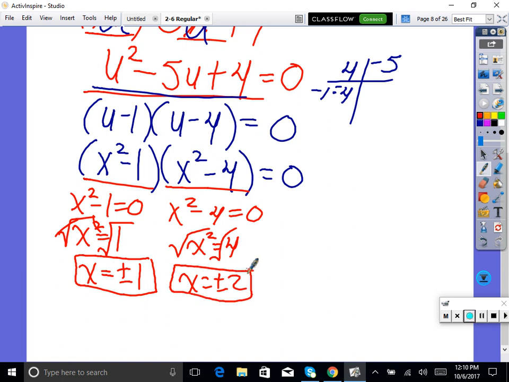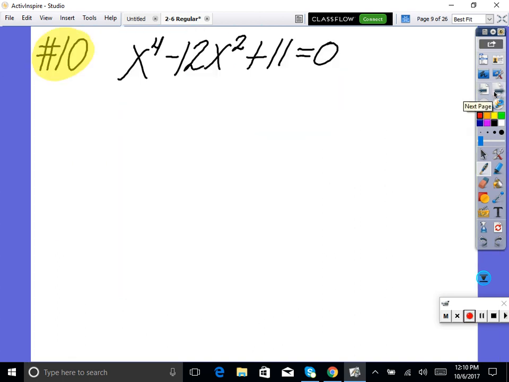Now, once again, the original polynomial was degree 4. We should have 4 solutions, and we do. So we just took and rewrote this in a different form using a substitution. You do this a lot in calculus, so some of you will need to do that for your majors in college. So this is good to see.